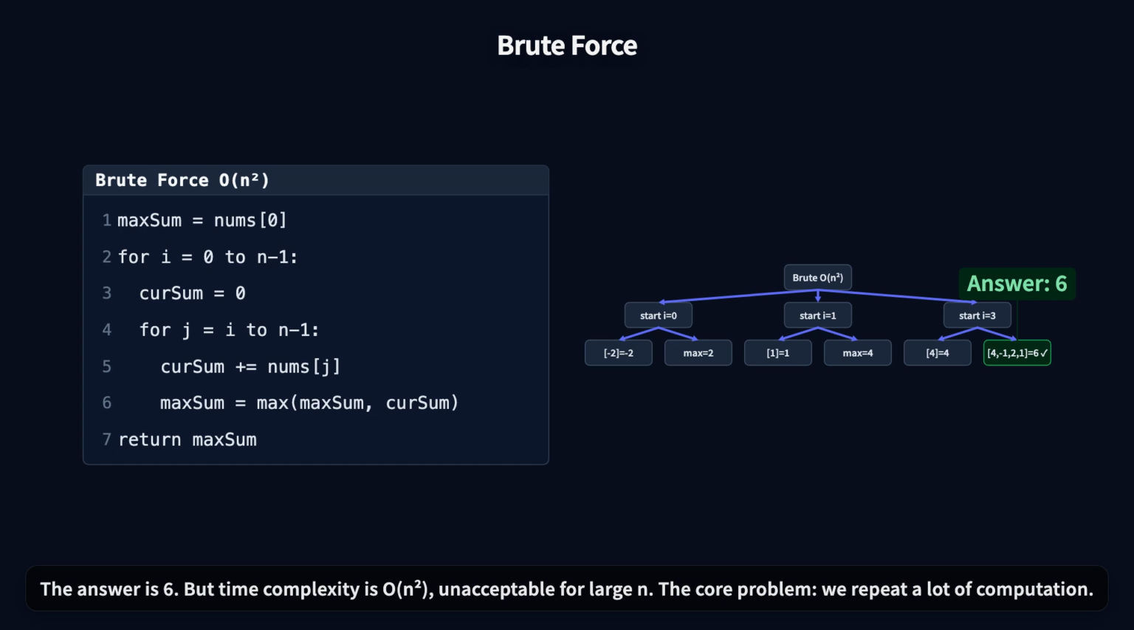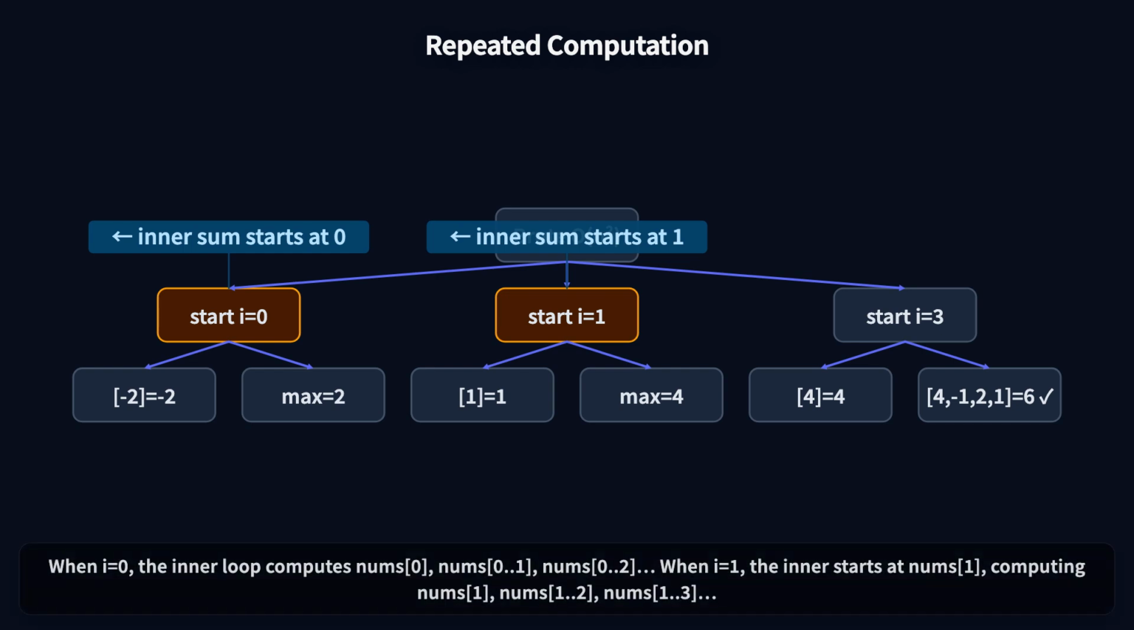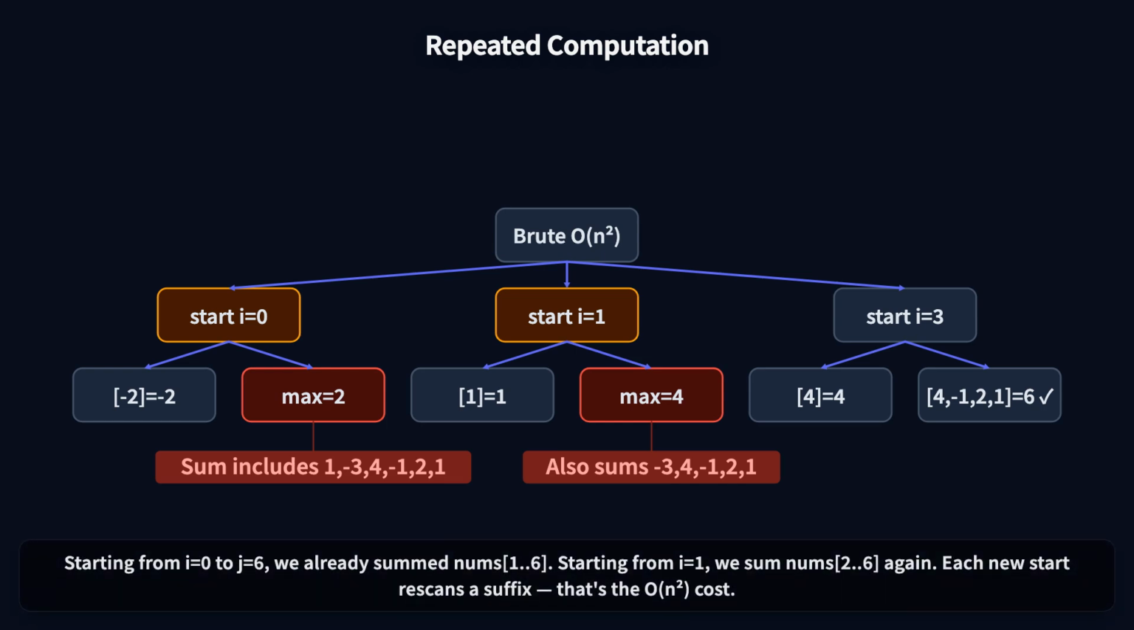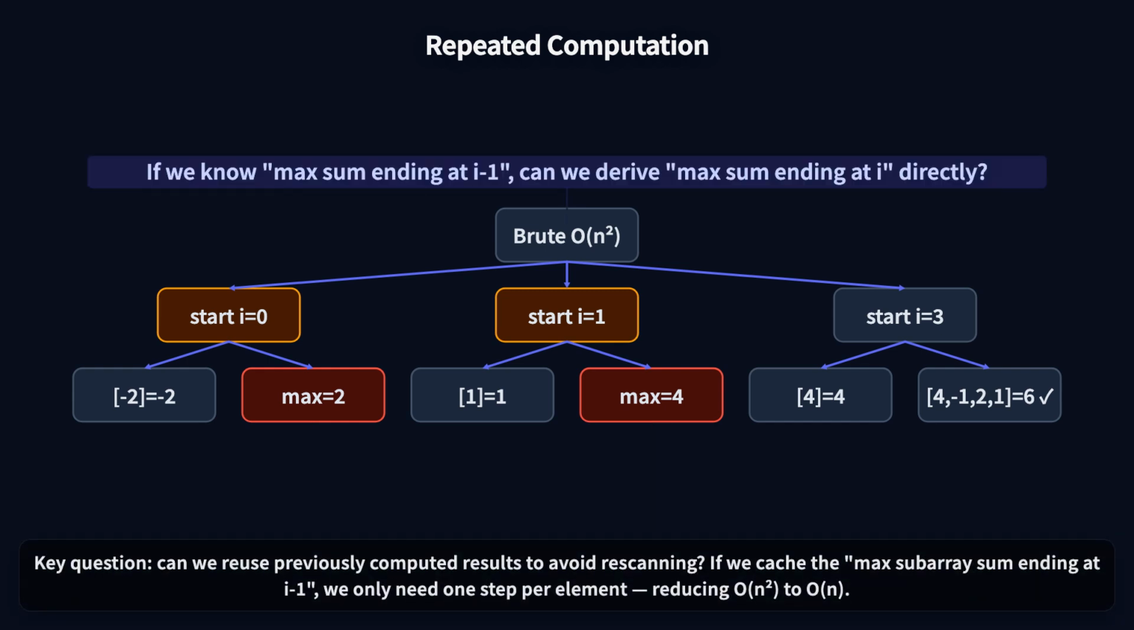The core problem: we repeat a lot of computation. When i equals 0, the inner loop computes nums[0], nums[0..1], nums[0..2]. When i equals 1, the inner loop starts at nums[0..1], computing nums[0..1], nums[0..2], nums[0..3]. Starting from i equals 0 to j equals 6, we already summed nums[1..6]. Starting from i equals 1, we sum nums[2..6] again. Each new start rescans a suffix. That's the O(n²) cost. Key question: can we reuse previously computed results to avoid rescanning?